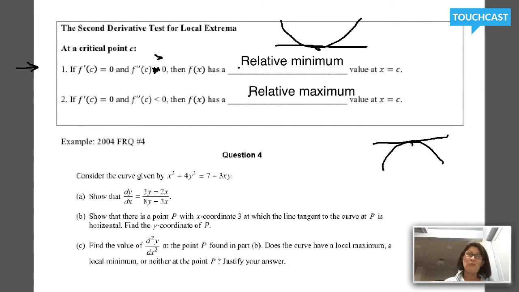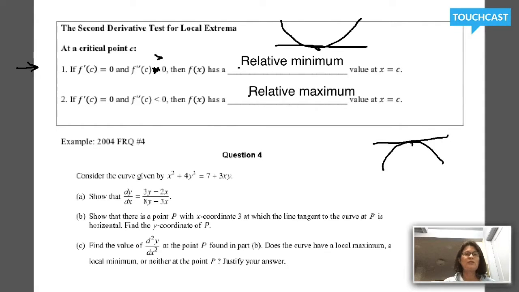You could have f double prime equal to 0. 0 is neither positive nor negative. If you end up with a second derivative of 0, then the second derivative test is not conclusive. You're probably going to find out that there is no relative extreme value there because it doesn't meet either one of these criteria. The last possibility is that the second derivative might be undefined even though the first derivative is defined, in which case you're going to have to find another way to decide whether your function has an extreme value there.